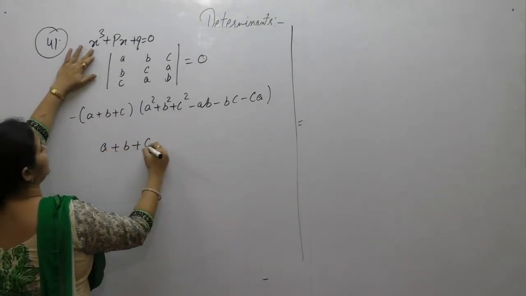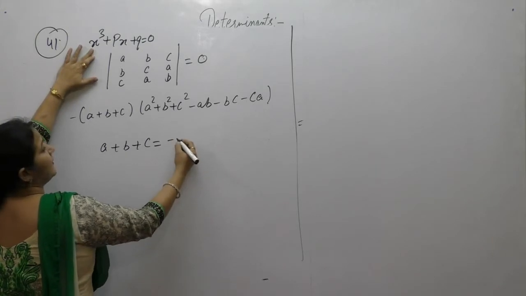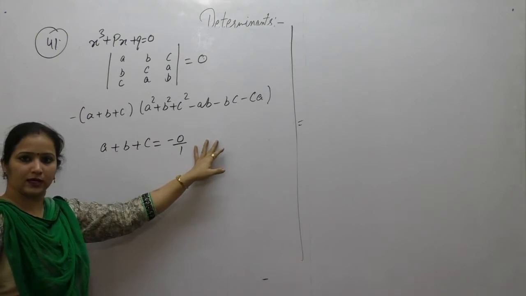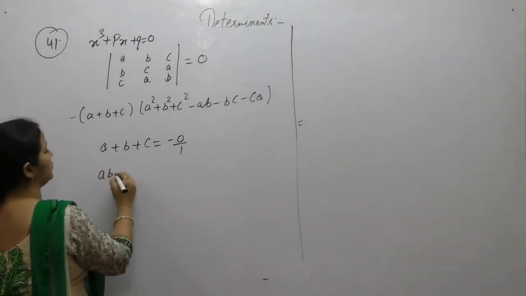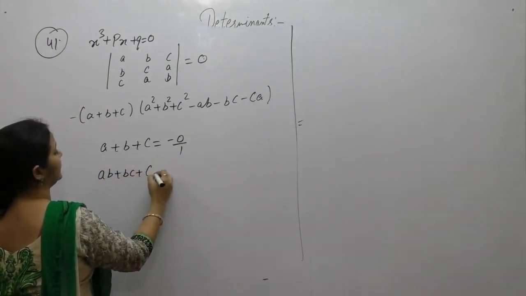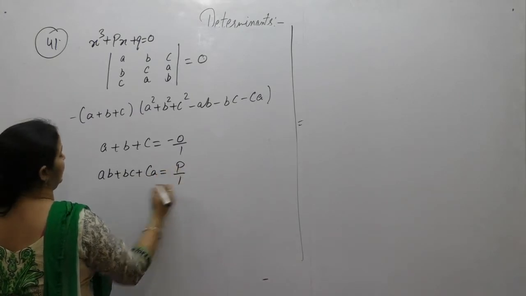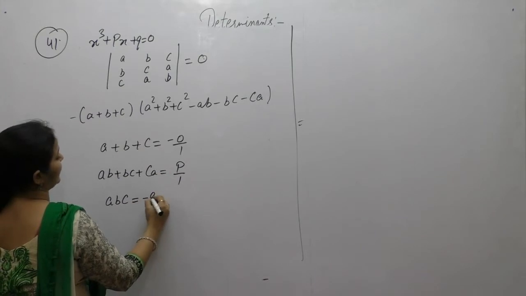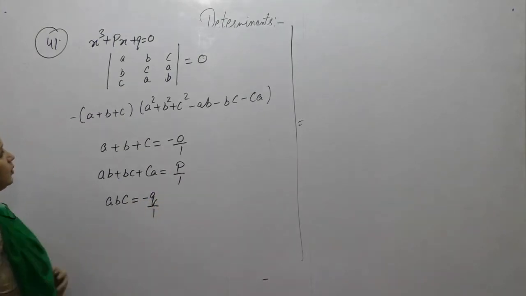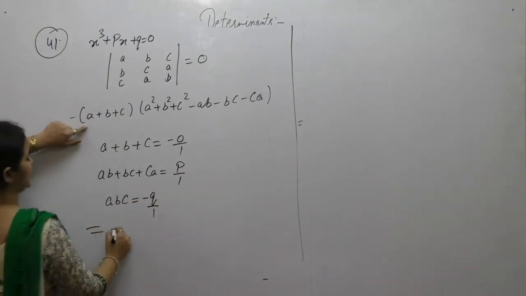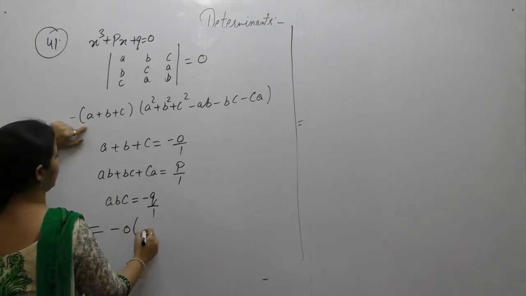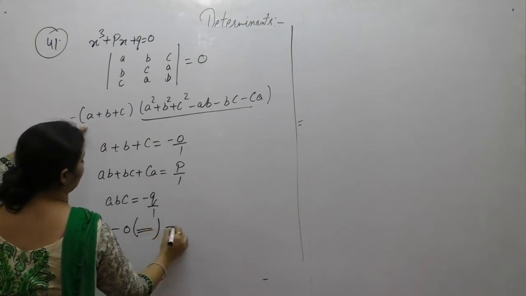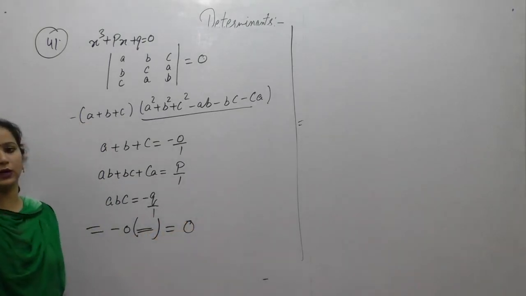Equation, then sum of roots is equal to minus B upon A. There is not a term of x square, so it is 0. Sum of two roots taken one at a time is C upon A. And product of roots taken all at one time is minus Q upon 1. When this term is 0, so 0, A square plus this into this, whatever the value, the determinant will be equal to 0.